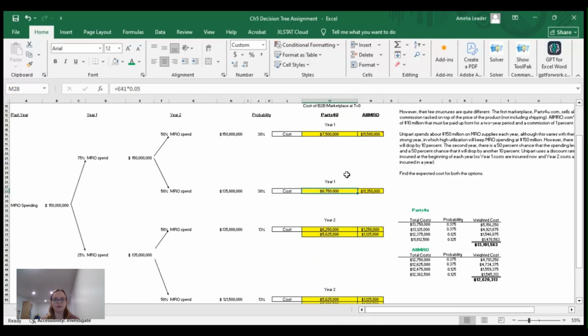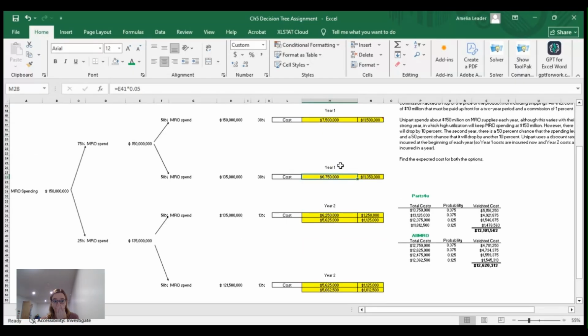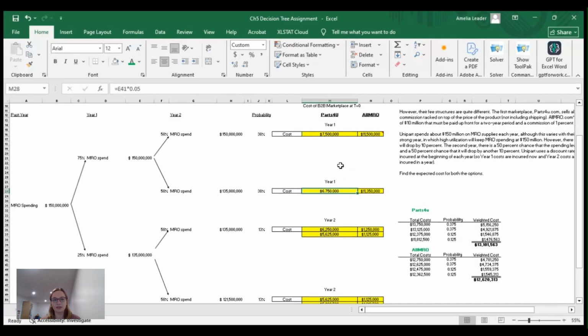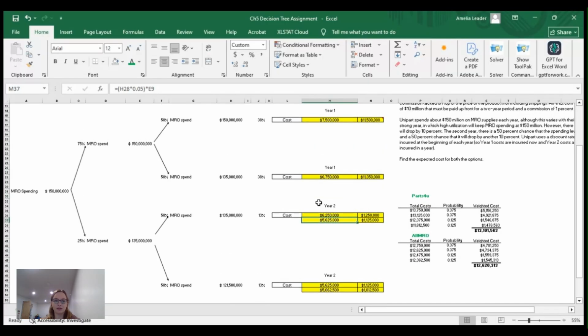We don't have any discount factor calculated yet because that is only for year 2. So going down to year 2 for Parts for U, we have the spending multiplied by the commission, but we also need to add the discount factor, which I've referred to here. And the same for the next scenario. So continuing down with the calculations, I have the chance of the spending dropping multiplied by, again, the commission rate of 5%. And then because it's year 2, multiplying in the discount factor.